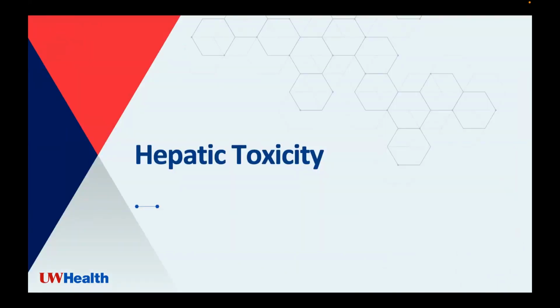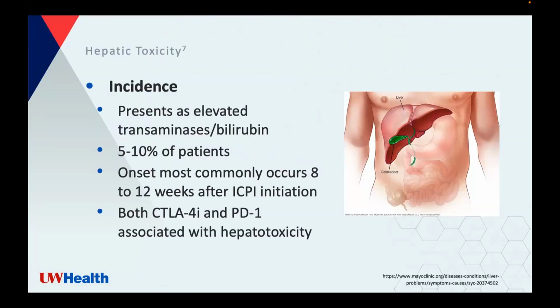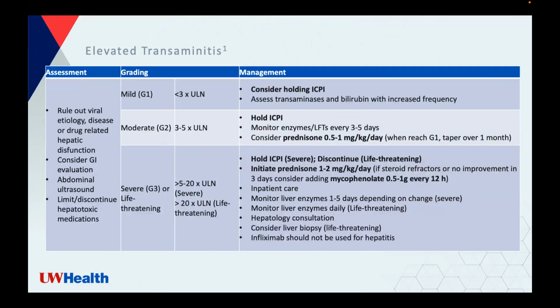So moving on to hepatic toxicity. This usually presents as elevated transaminases and bilirubin. It occurs in about 5 to 10% of patients, and it's usually within the first 8 to 12 weeks of initiation. And it can happen with both of those classes, with both those mechanisms. So patients will come in with elevated liver enzymes, and we're really trying to figure out, is there something else that could potentially be causing this, or is this the ICPI? That's kind of the first approach.